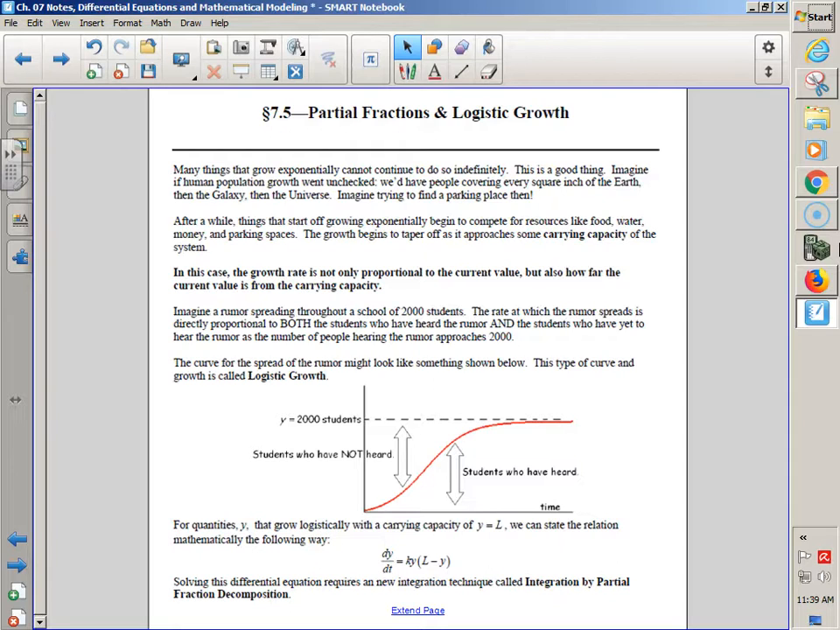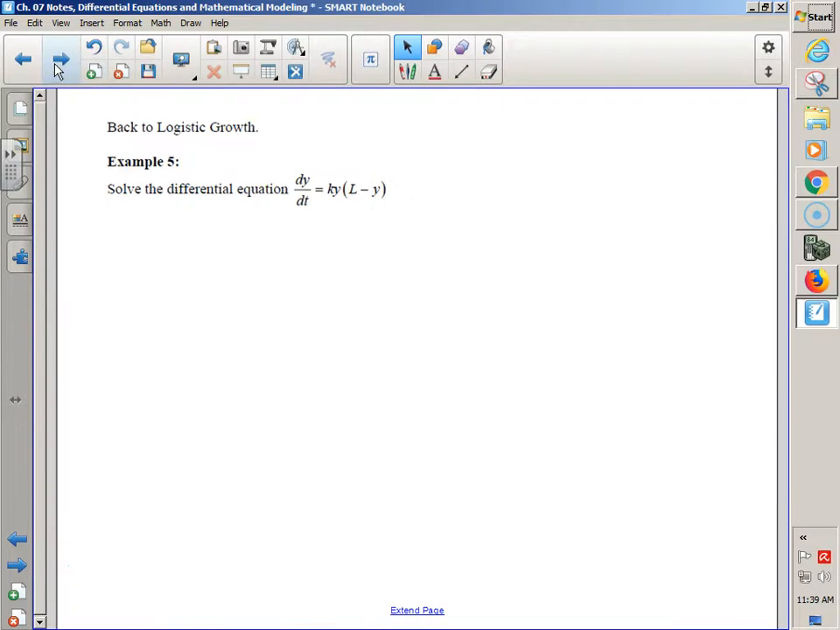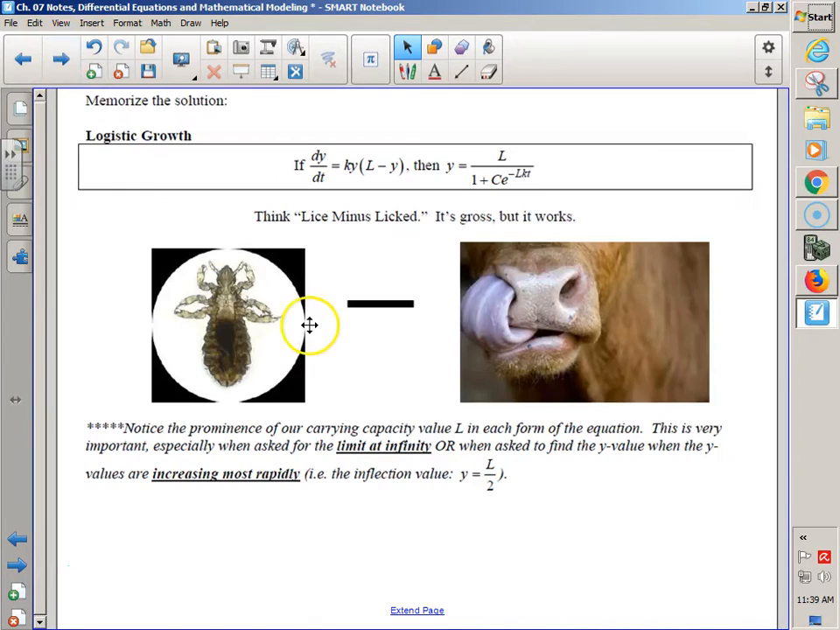Right? So logistic growth can be used in so many different ways. We already did this, so go ahead and just do a little check as long as you wrote it in your notes and keep going. Ha-ha, L minus Y.